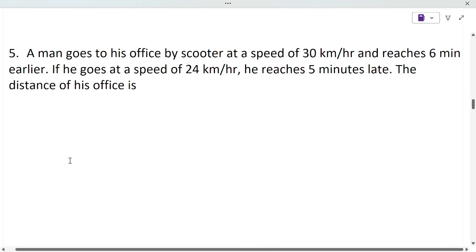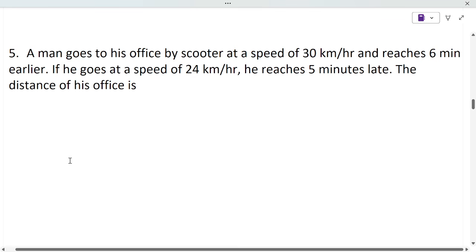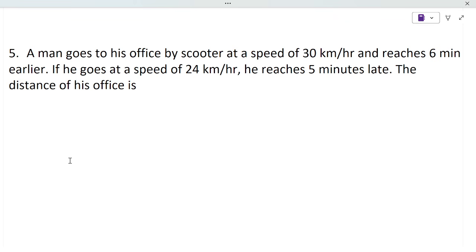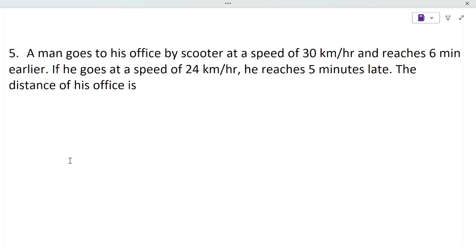Alright. What do you have here? A man goes to his office by scooter at a speed of 30 km per hour and reaches 6 minutes early. If he goes at a speed of 24 km per hour, he reaches 5 minutes late.